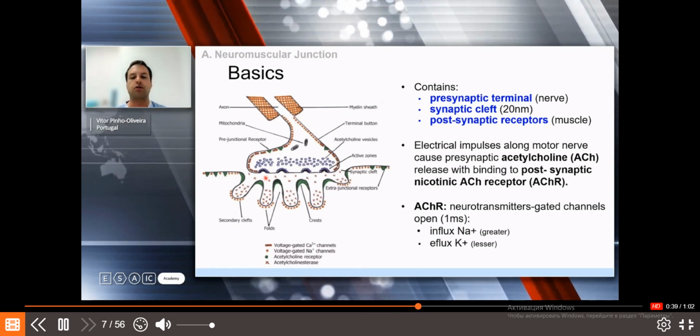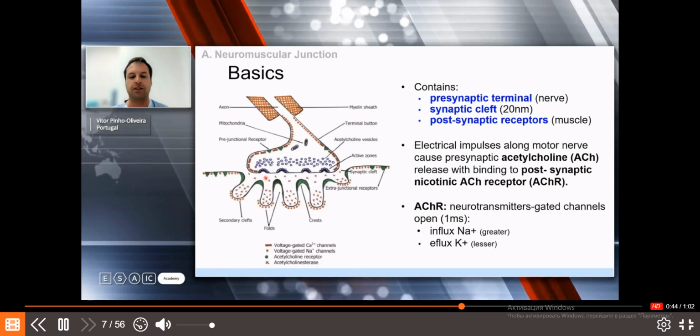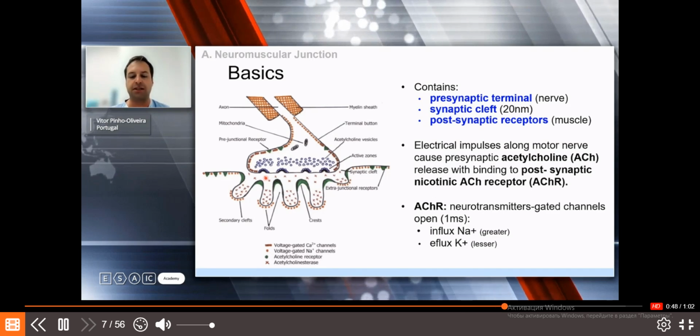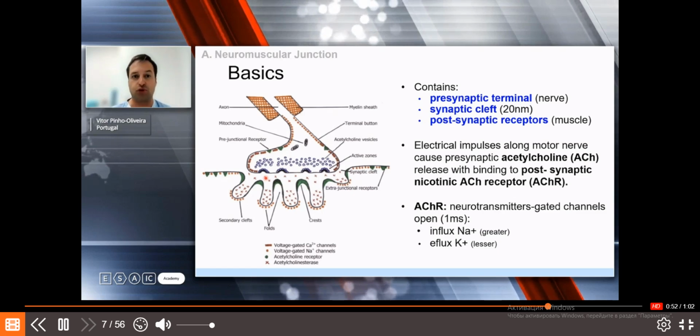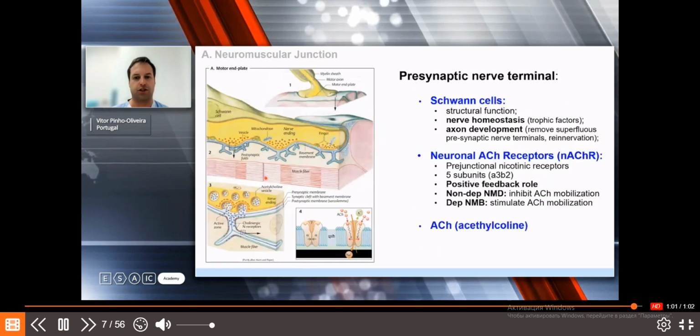This occurs at the motor end plate. The acetylcholine receptors are gated channels that open very briefly and lead to a major influx of sodium and, to a lesser extent, an efflux of potassium. So the opening of the channels at resting potential leads to this major influx of sodium ions.